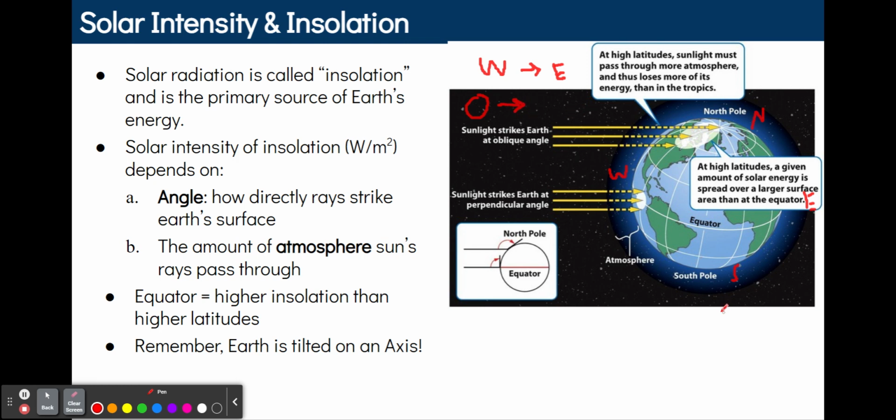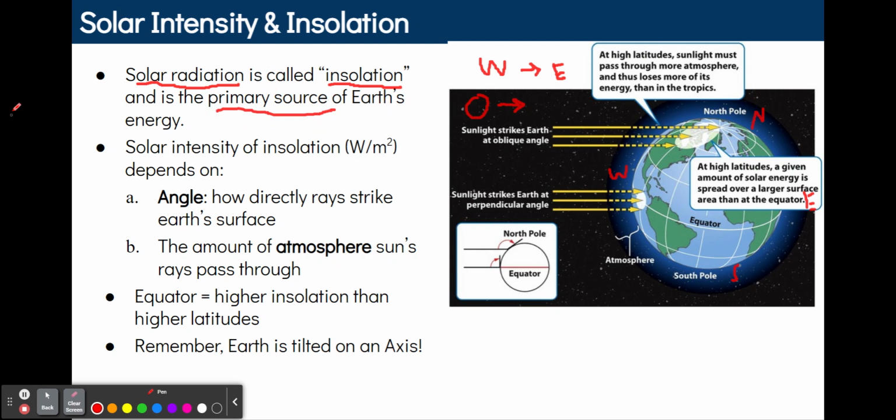Because Earth is tilted on an axis, I forget the degree it's tilted on, it's not really that important, you just have to know it's tilted on an axis. Because it's tilted on an axis, the rays from the sun strike at different points. And when you have sunlight or solar radiation striking the Earth, it's called insolation. And we should know that sunlight is the primary source of all energy on Earth.